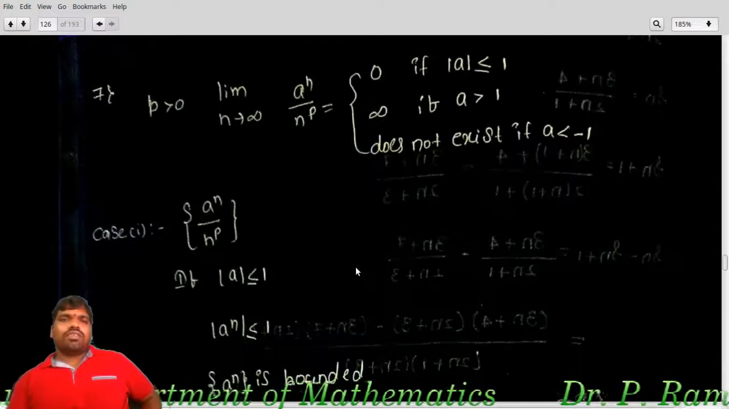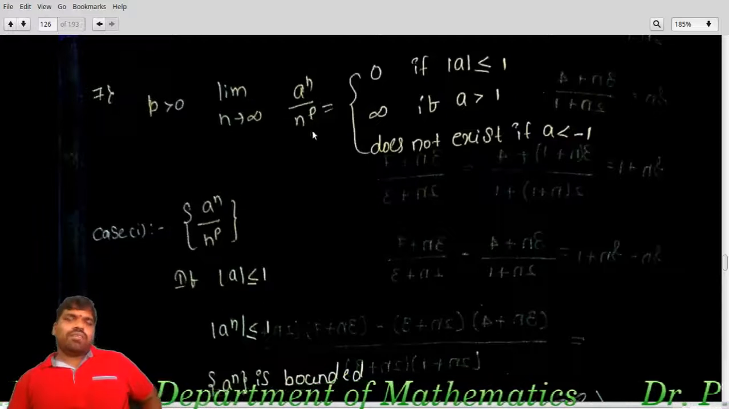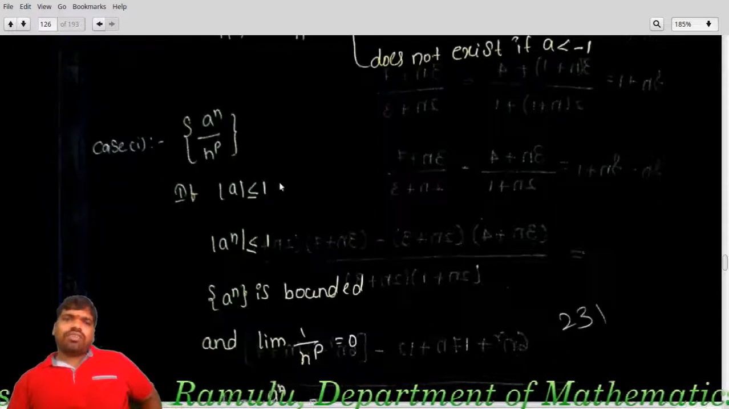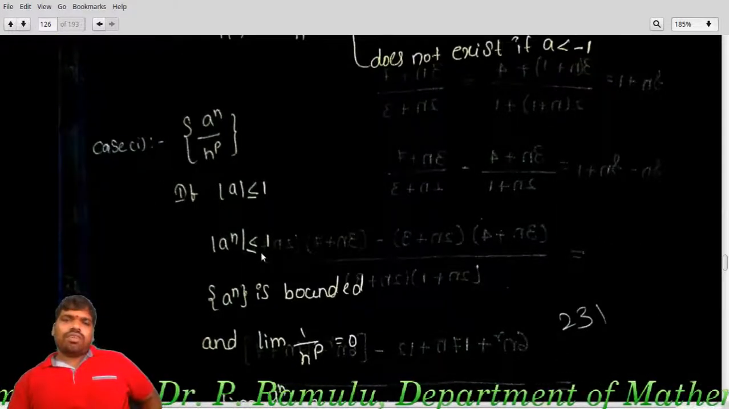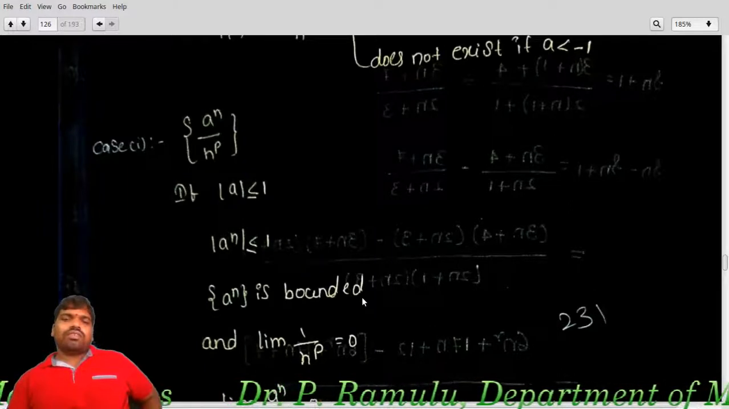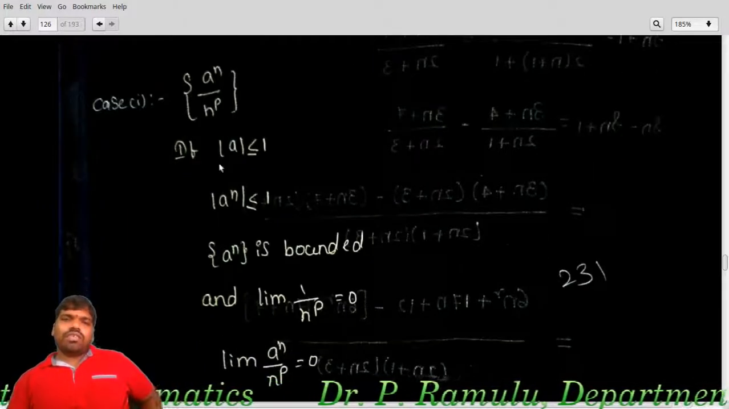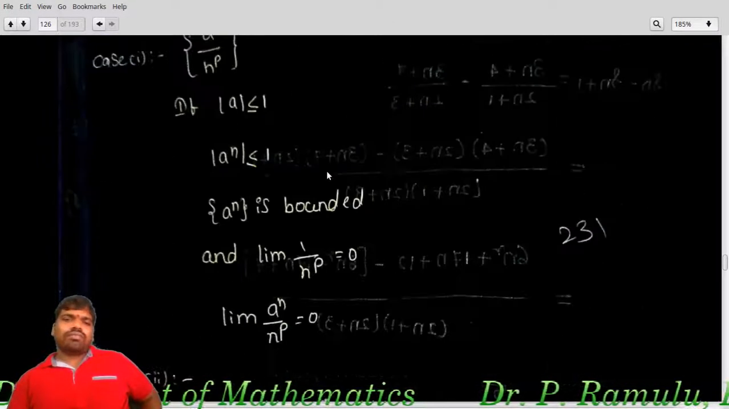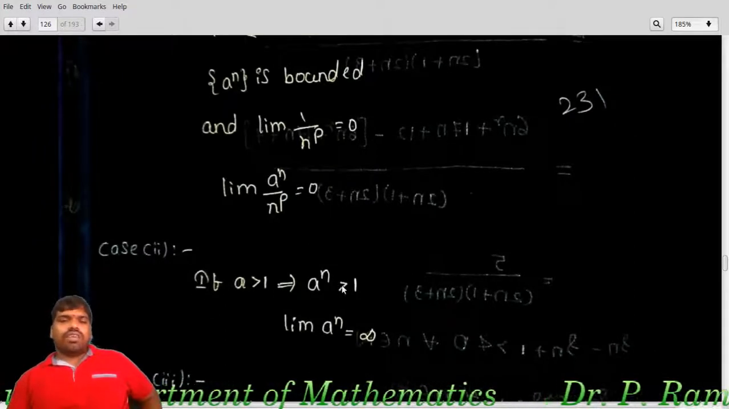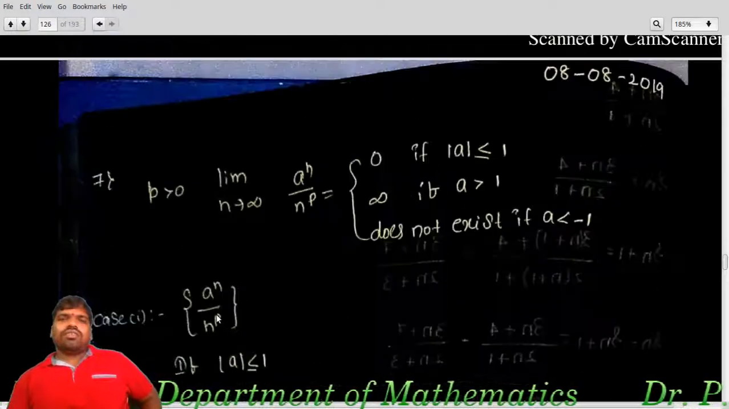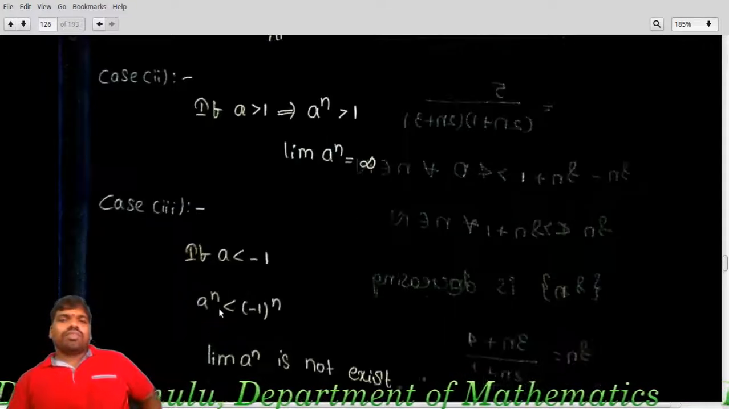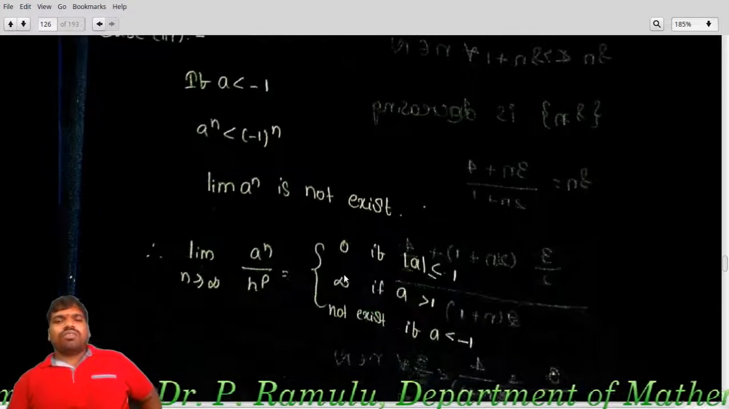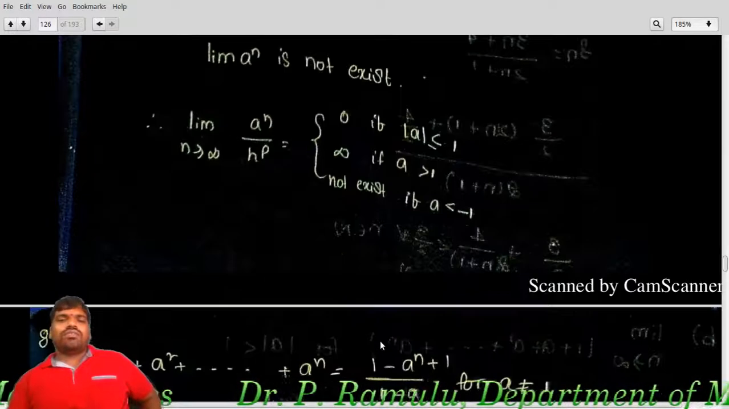So now I am discussing the limit as n goes to infinity of a power n by n power p. Case 1: if mod a is less than or equal to 1, a power n is bounded, so the limit of 1 by n power p is 0, therefore this is equal to 0. Case 2: if a is greater than 1, the limit is infinite. So this case is over. Third: if a is less than minus 1, the limit does not exist, so a power n also does not exist.